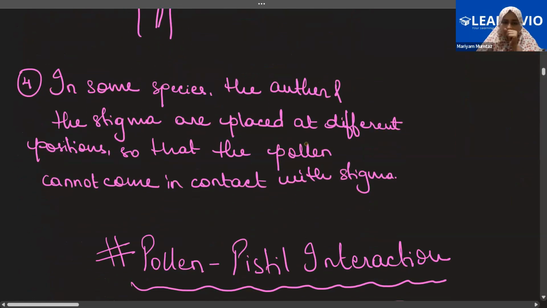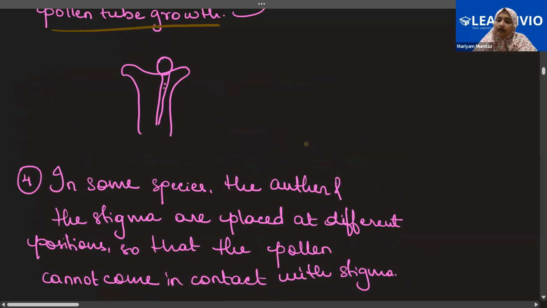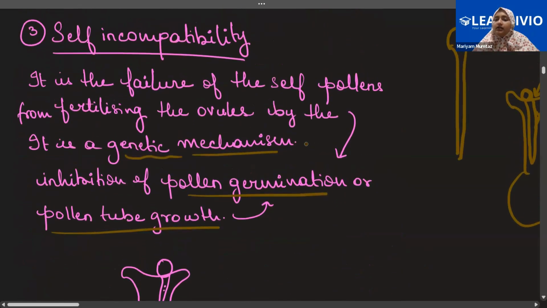Now in some species, the anther and the stigma are placed at different positions so that the pollen cannot come in contact with the stigma. This is a very unique mechanism as well. They are compatible, it is a bisexual flower, but they are placed in such a way that even after the dehiscence of anther, the pollen will not fall on the stigma of the same flower. It will go elsewhere. This is the fourth mechanism. So all these four mechanisms or the outbreeding devices are clear to you people? Any doubts? Anything that you did not understand?